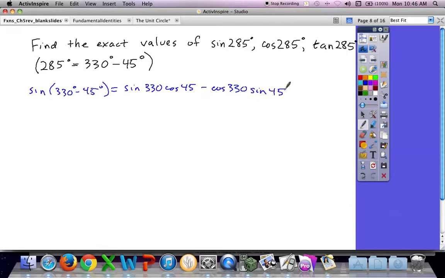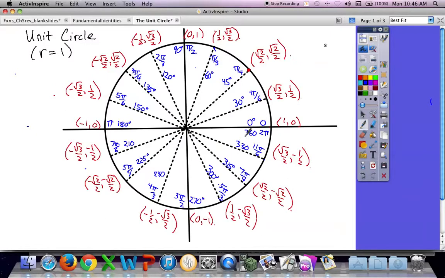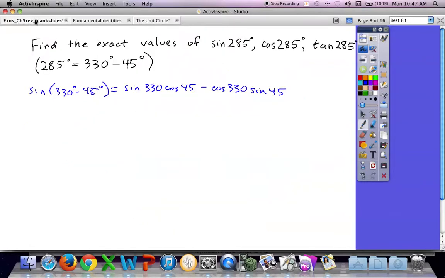Now, those are things you can look up off the unit circle, right? At 330 degrees, the sine is negative 1/2 and the cosine is root 3 over 2. At 45 degrees, sine and cosine are root 2 over 2. So substitute from the unit circle. The sine of 330, negative 1/2. The cosine of 45, root 2 over 2. Minus the cosine of 330, root 3 over 2. The sine of 45, root 2 over 2.